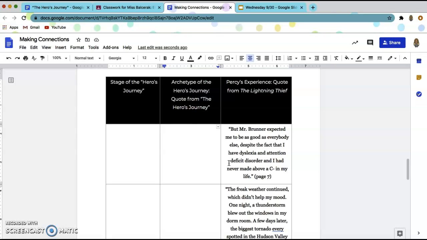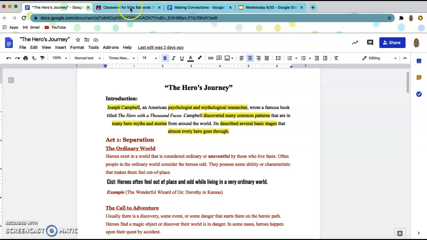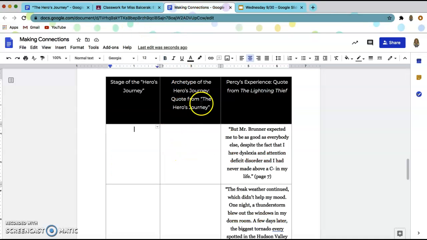And now what we need to do is come up with what stage Percy is in the hero's journey, and then we need to find our quote. So when I read this, it's talking about how Percy has dyslexia again and attention deficit disorder, so it makes it hard for him to pay attention.